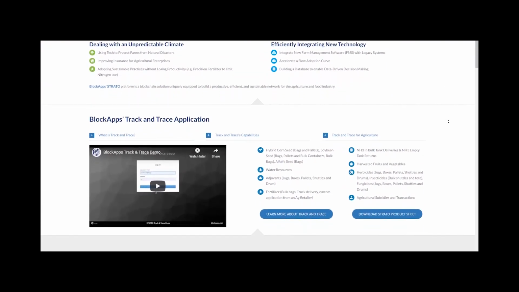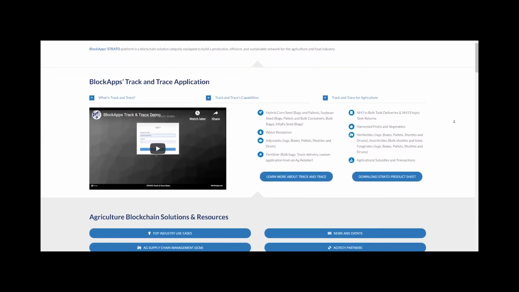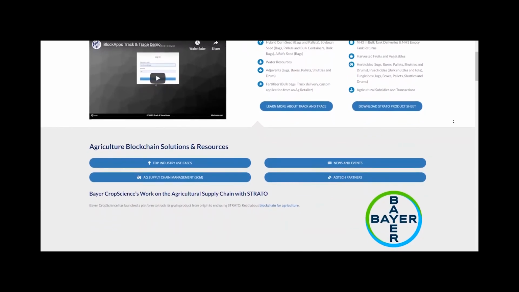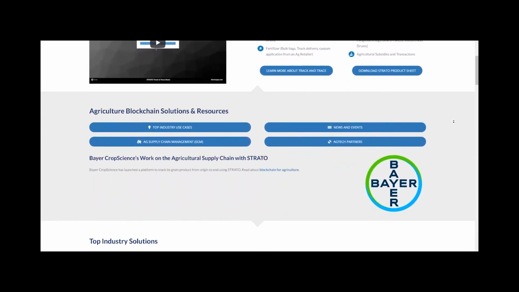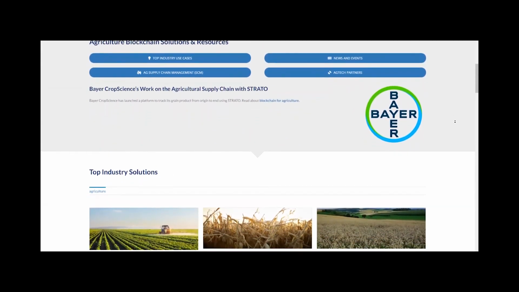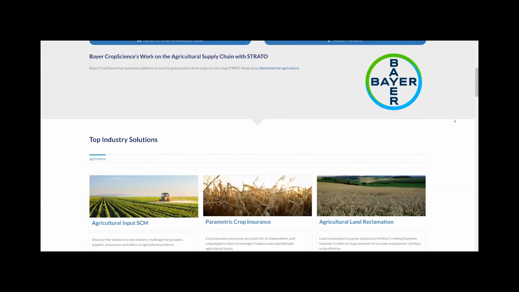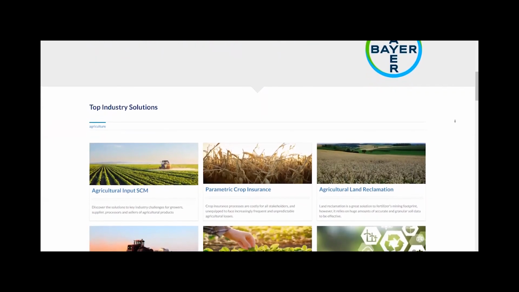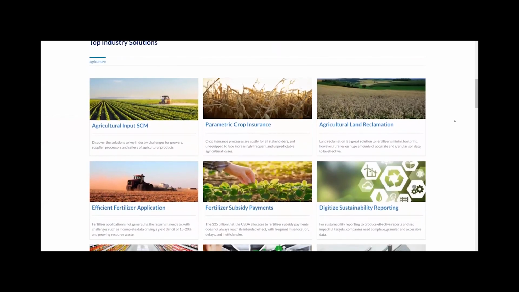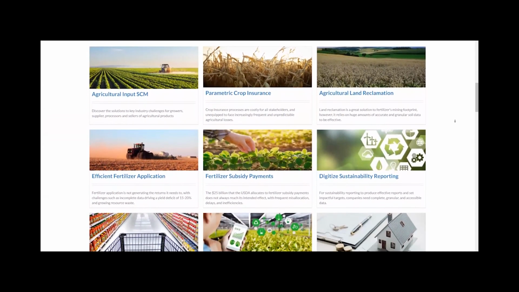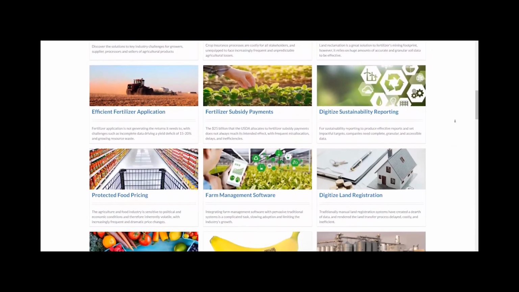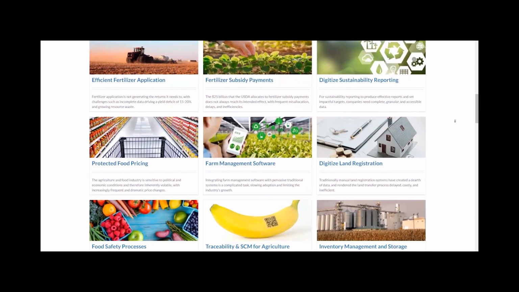As we look at our web page, you'll see a few things there about how we focused on ag. There's some track and trace application that I would encourage you to look at, where we're tracking that product through that supply chain as fundamental tools that come standard on the platform. We have an opportunity to work with a marquee client in Bear Crop Science, where we've done some work to help them in their distribution network. And then there's some other use cases that you'll see. There's some crop insurance programs. There's the efficient use of fertilization, being able to have that sustainable reporting that we talked about earlier.